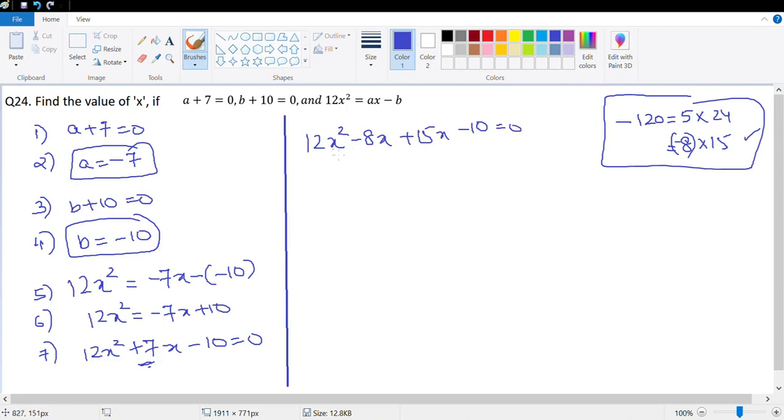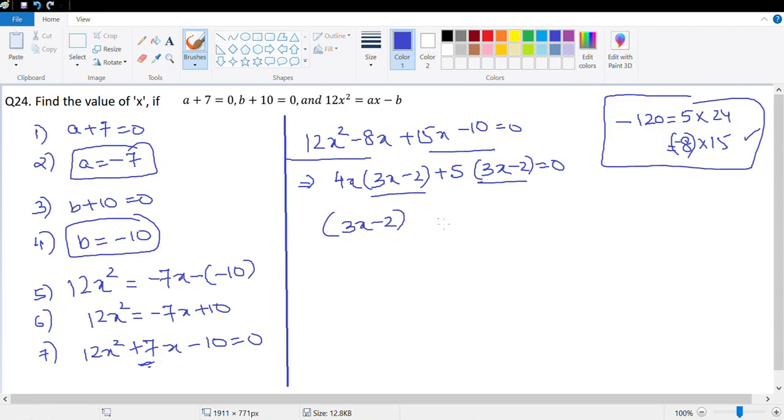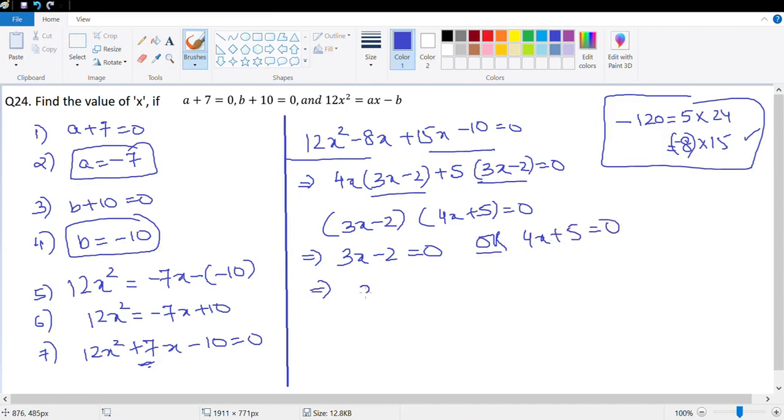Grouping it the way I've underlined, what I get is 4x times 3x minus 2. Yes, that's 12x squared minus 8x, plus common here is 5. So this is 3x minus 2. Next, 3x minus 2 is common in these two elements. So 3x minus 2 multiplied with 4x plus 5 is equal to 0, which means 3x minus 2 is equal to 0 or 4x plus 5 is equal to 0, which means x is equal to 2 by 3.